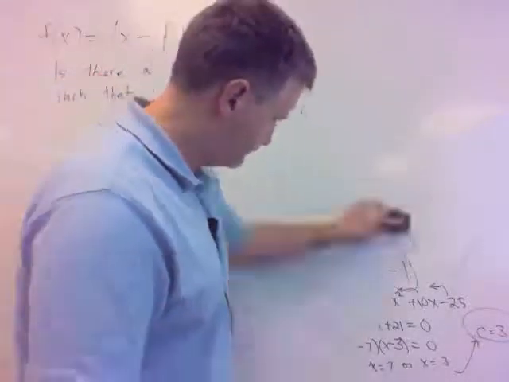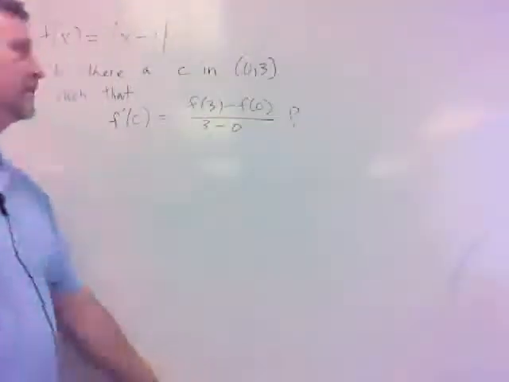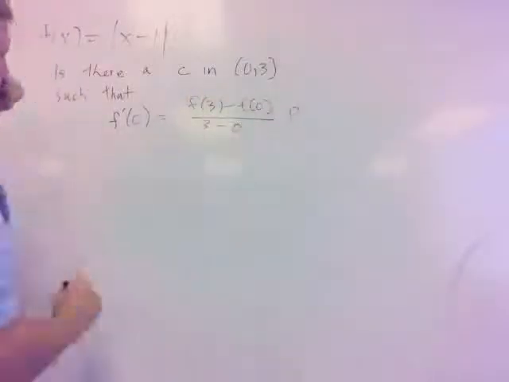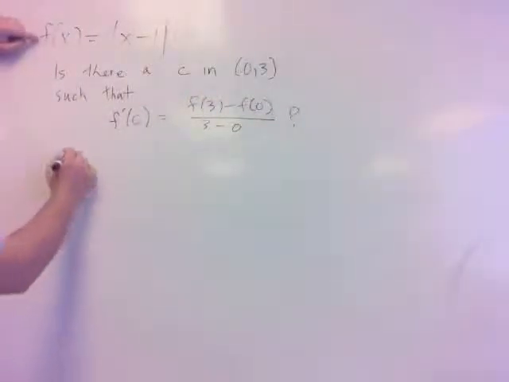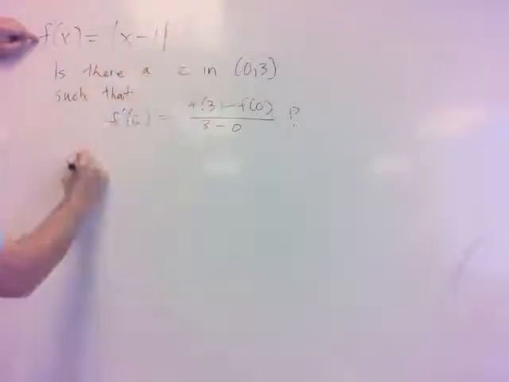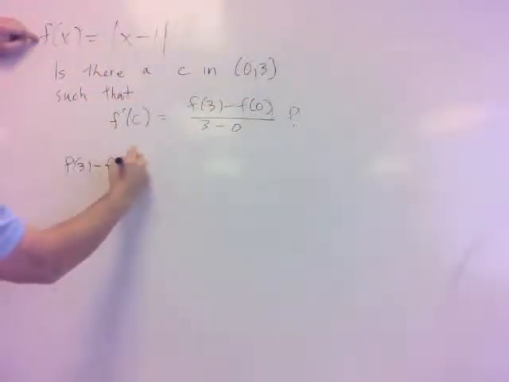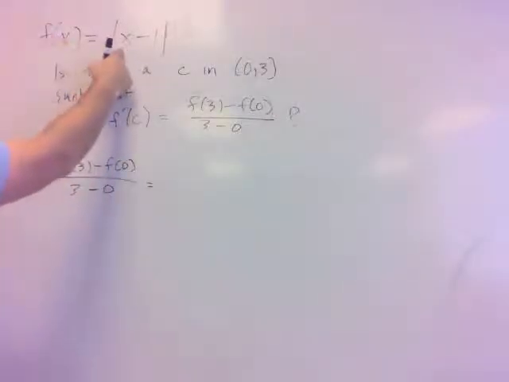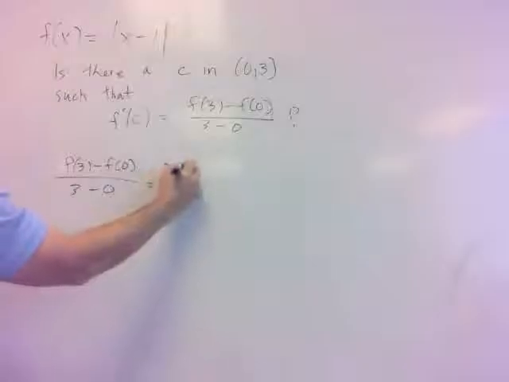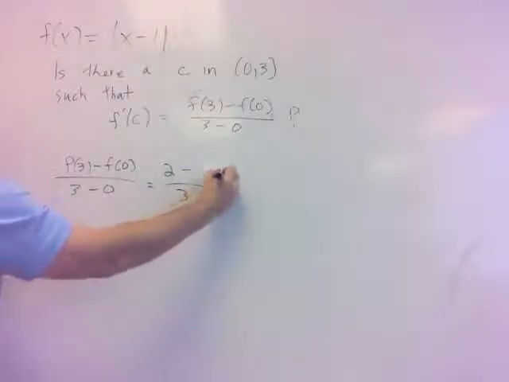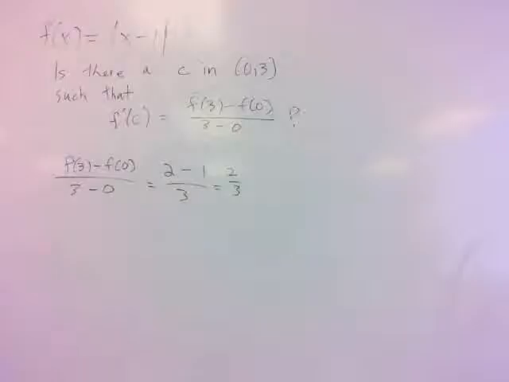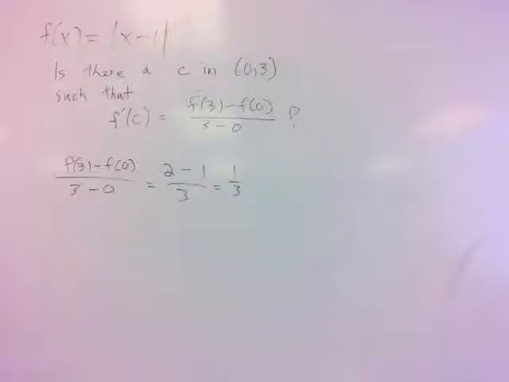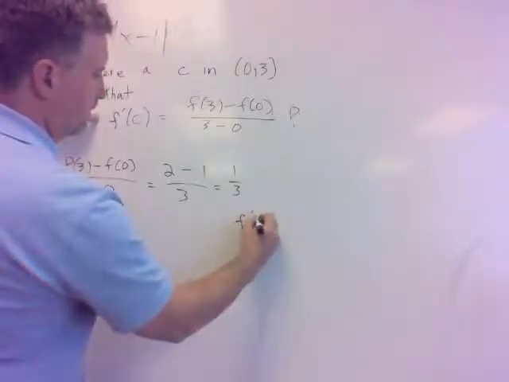Well, let's think about that. Well, first of all, let's just see what this is. f of 3 minus f of 0 over 3 minus 0. Okay. So f of 3 would be 2, wouldn't it? Let me just write that here. All right, so with me, f of 3 would be 2. f of 0 would be 1, so 2 minus 1 over 3, 1/3, sorry. 1/3. So the question is, is there an f prime equal to 1/3?